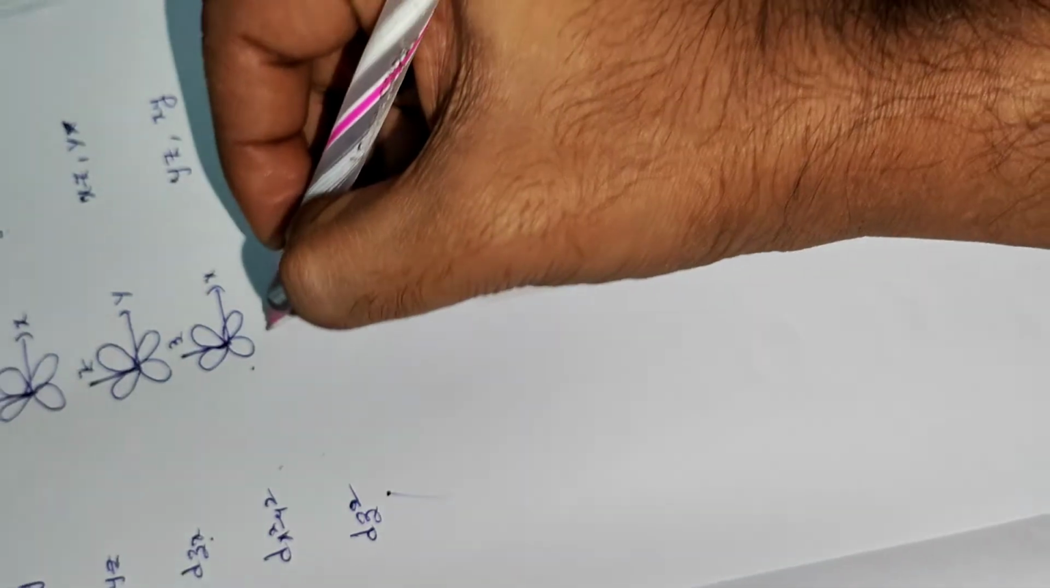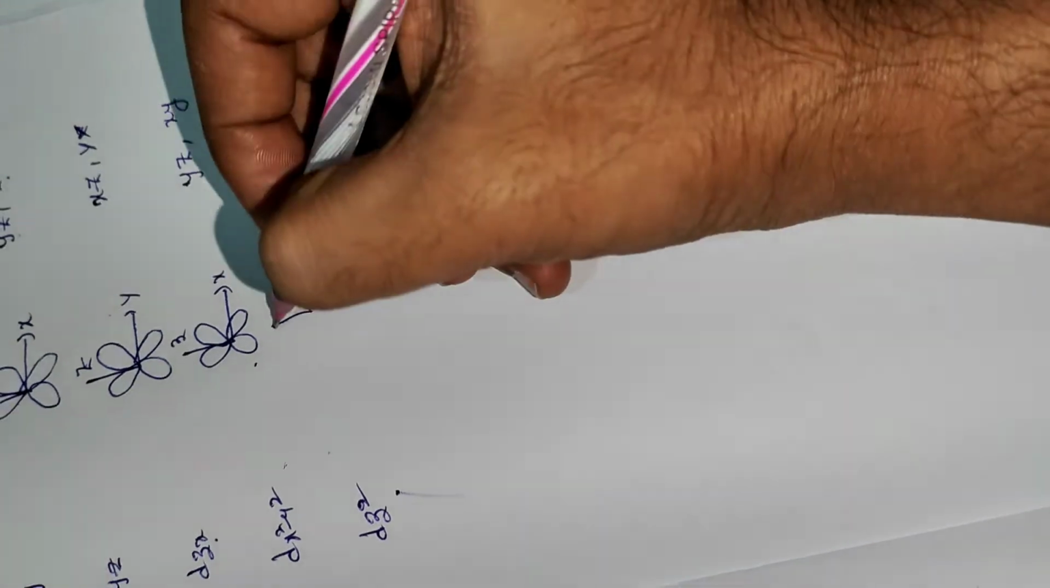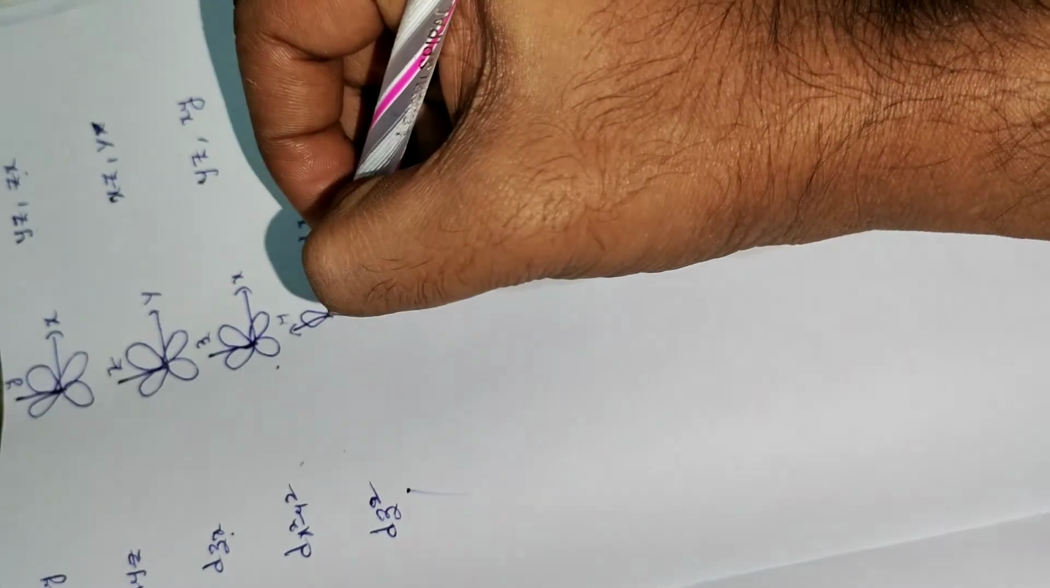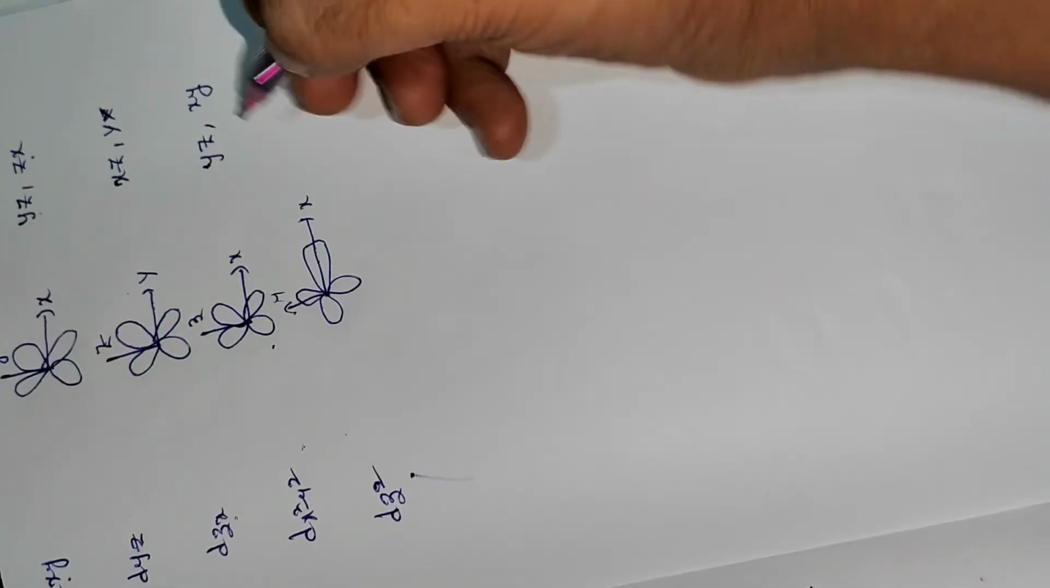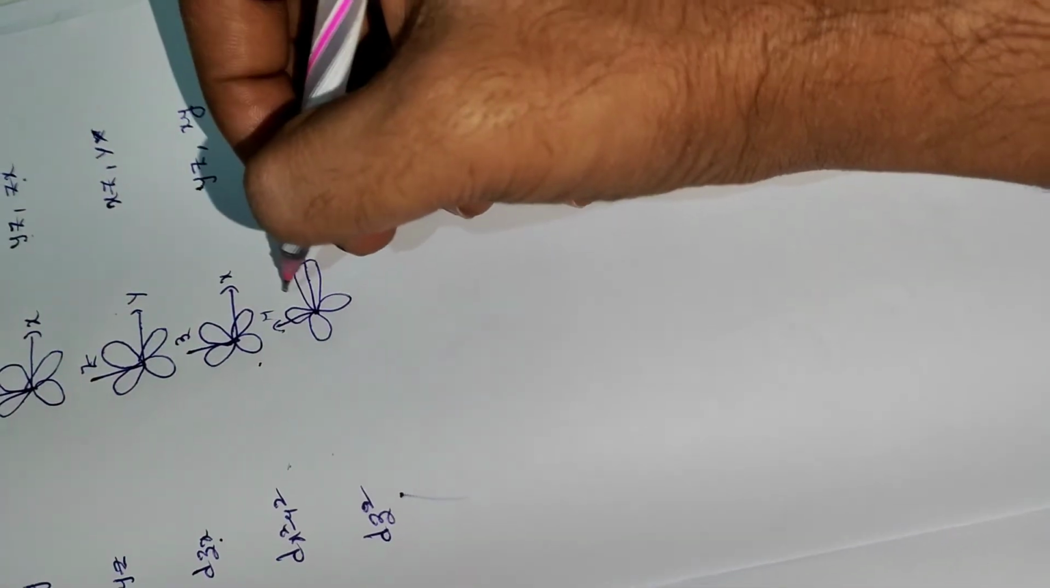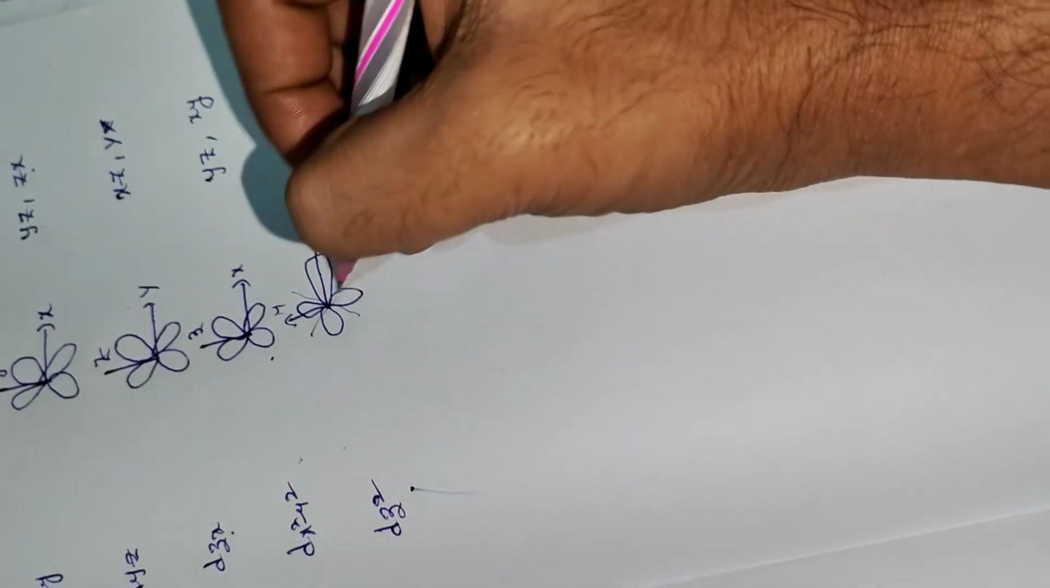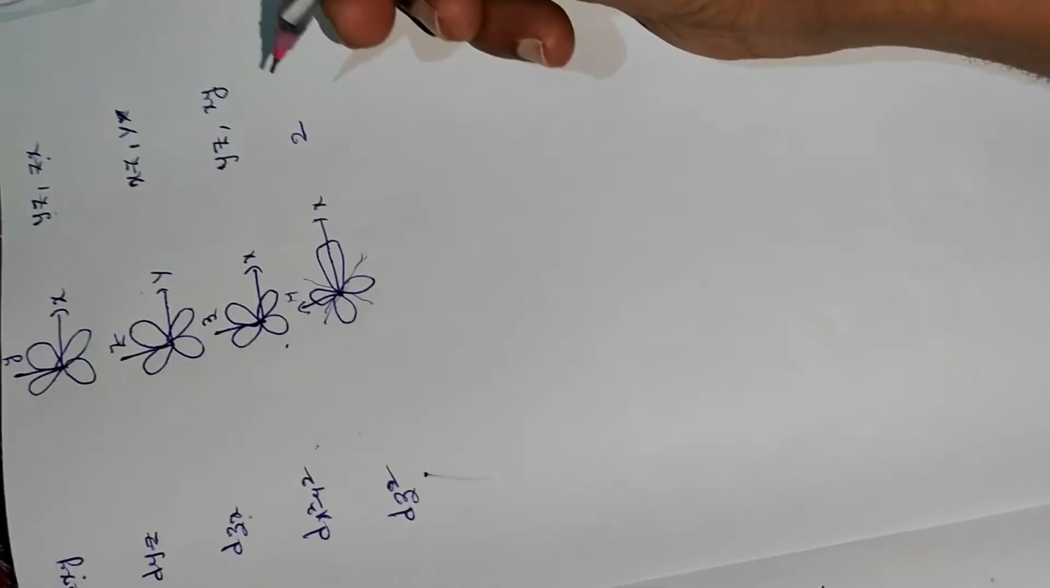In dx square minus y square, this is the x axis, y axis, like this. In dx square minus y square also two nodal planes are there like this, but there are no names for them here. Here also two nodal planes.